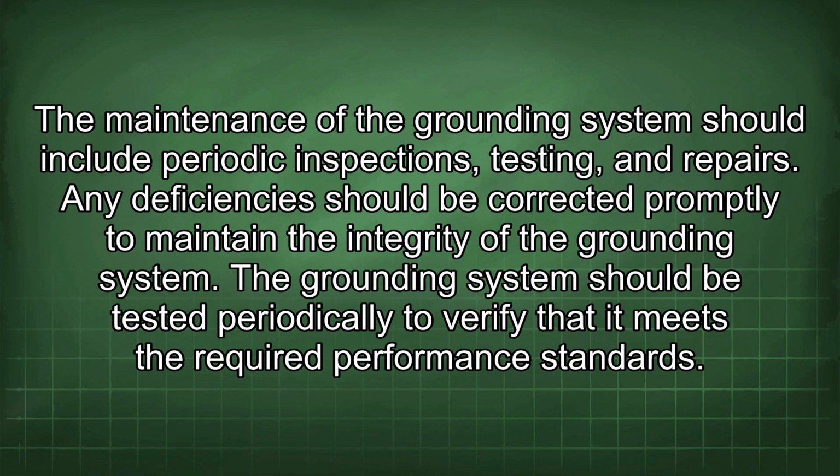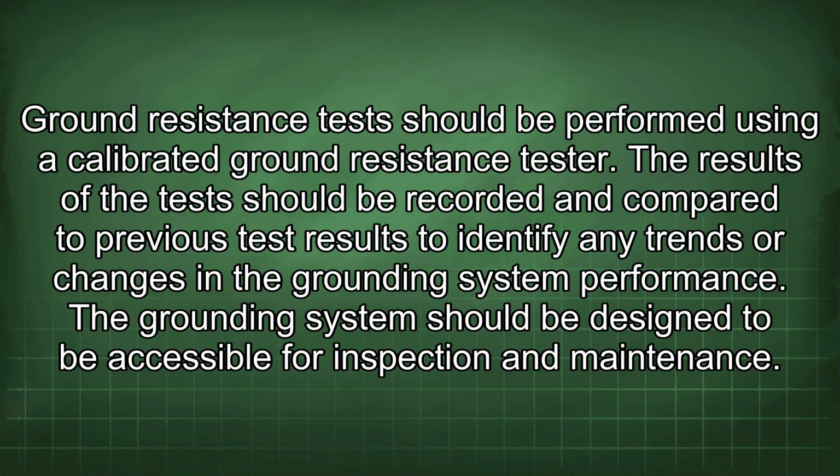The maintenance of the grounding system should include periodic inspections, testing, and repairs. Any deficiencies should be corrected promptly to maintain the integrity of the grounding system. The grounding system should be tested periodically to verify that it meets the required performance standards. Ground resistance tests should be performed using a calibrated ground resistance tester. The results of the test should be recorded and compared to previous test results to identify any trends or changes in the grounding system performance.